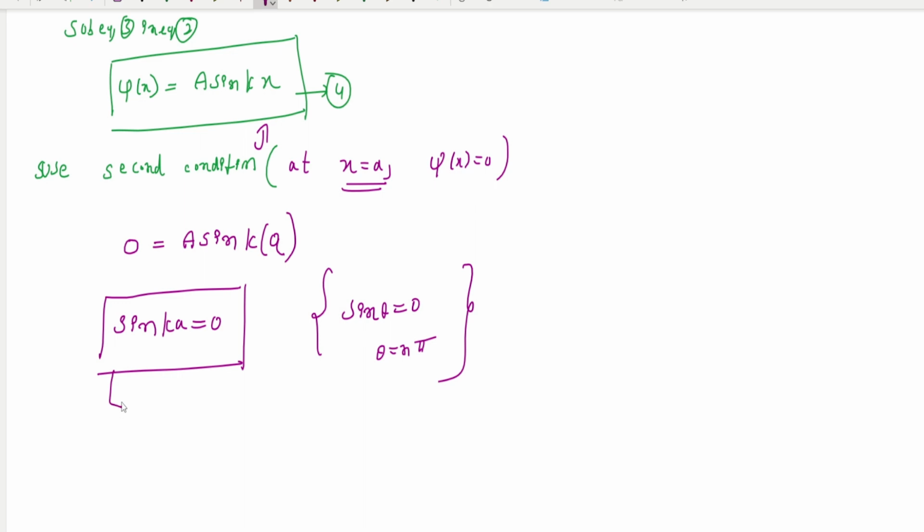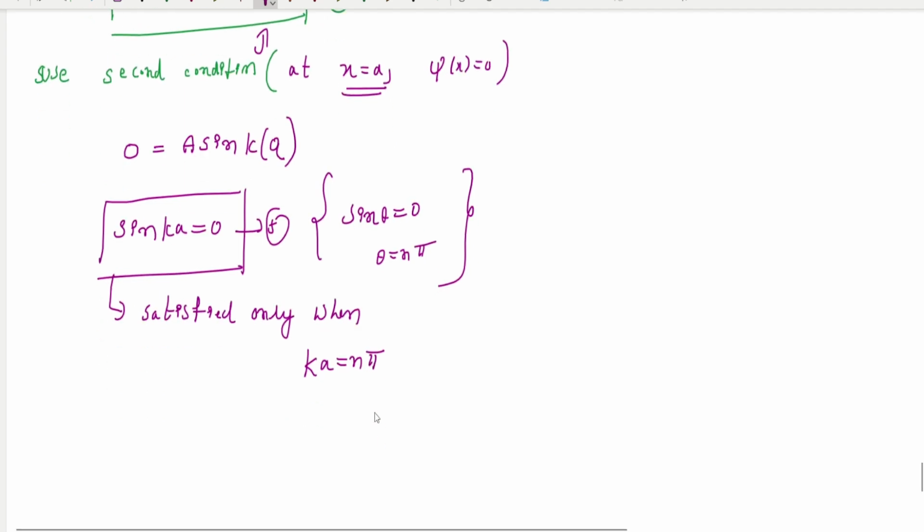Or else, in better words, maybe you can take this as equation number 5. Equation number 5 is satisfied only when ka equal to n pi. Then you can search for the k values. You can get some answer, maybe the eigenvalue equation of the k function. So what is the k value here? k equal to n pi divided by a.